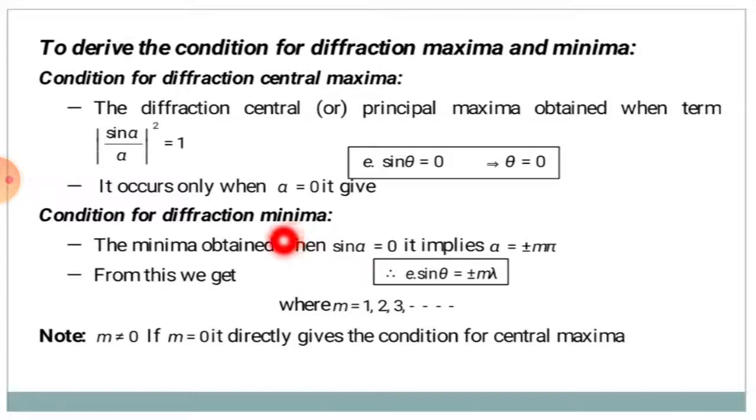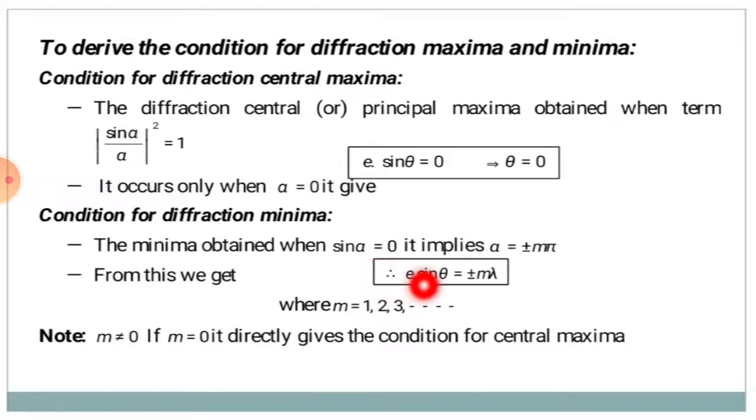This diffraction pattern has secondary maxima and minima of decreasing intensities on either side. The minima are obtained in the direction where sin alpha is equal to 0. Here alpha is equal to plus or minus m pi. Here alpha has the value pi by lambda into e sin theta. Substituting this value and simplifying, we get e sin theta is equal to plus or minus m lambda.